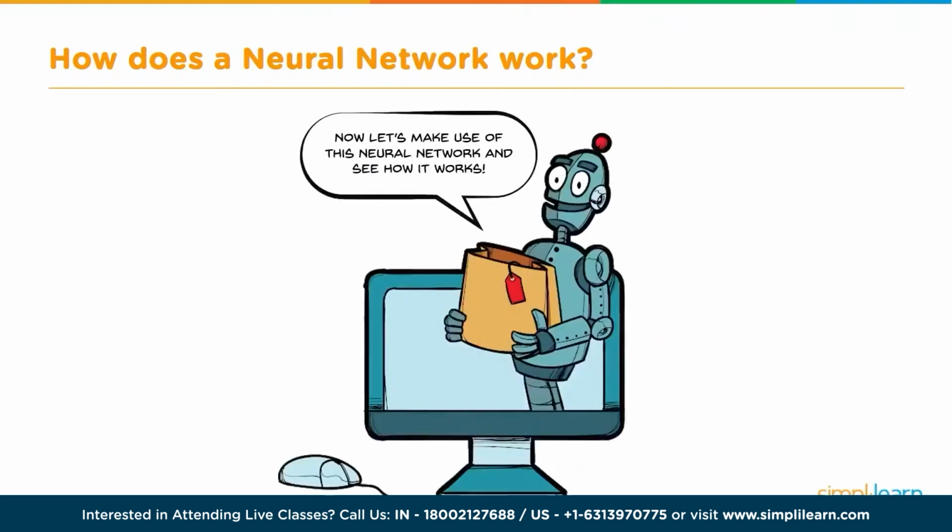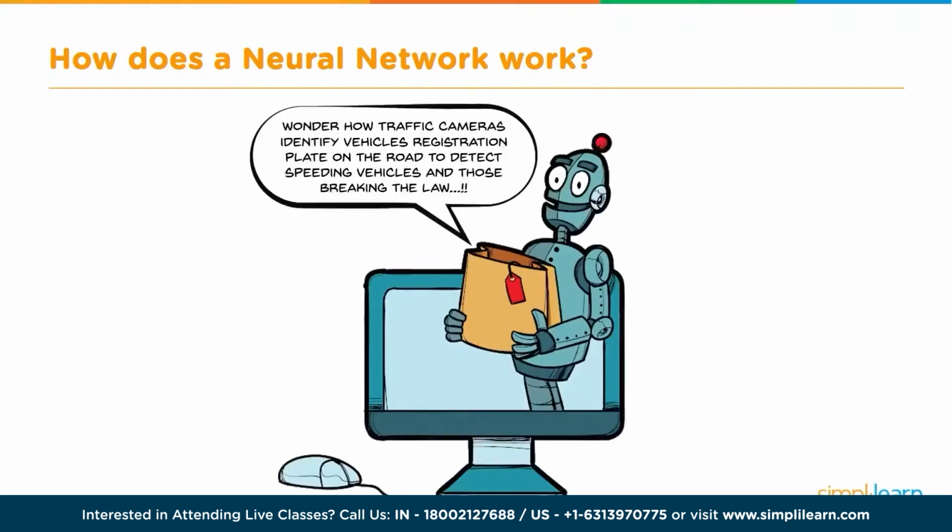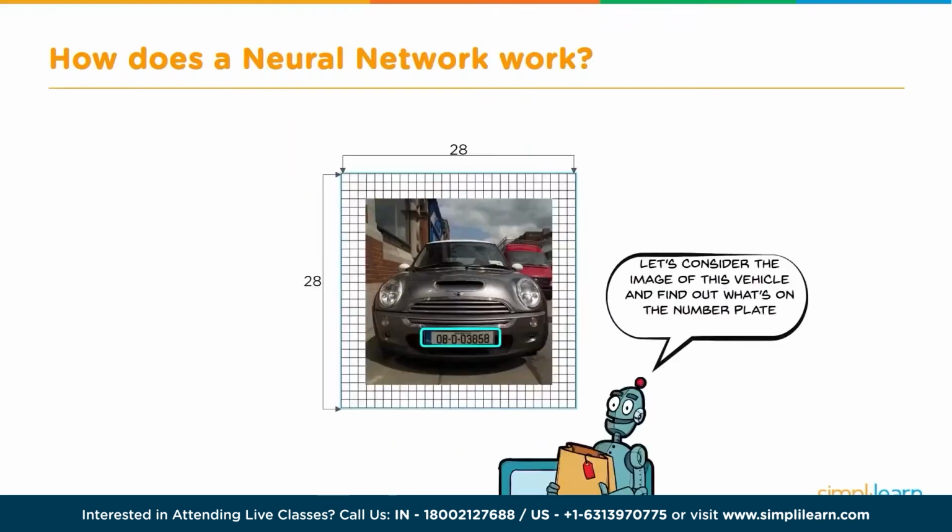Now let's make use of this neural network and see how it works. Wonder how traffic cameras identify vehicles' registration plates on the road to detect speeding vehicles and those breaking the law? They got me going through a red light the other day. Well, last month. That's like the horrible thing. They send you this picture of you and all your information because they pulled it up off of your license plate and your picture. I shouldn't have gone through the red light. So here we are, and we have an image of a car, and you can see the license plate on there. So let's consider the image of this vehicle and find out what's on the number plate.